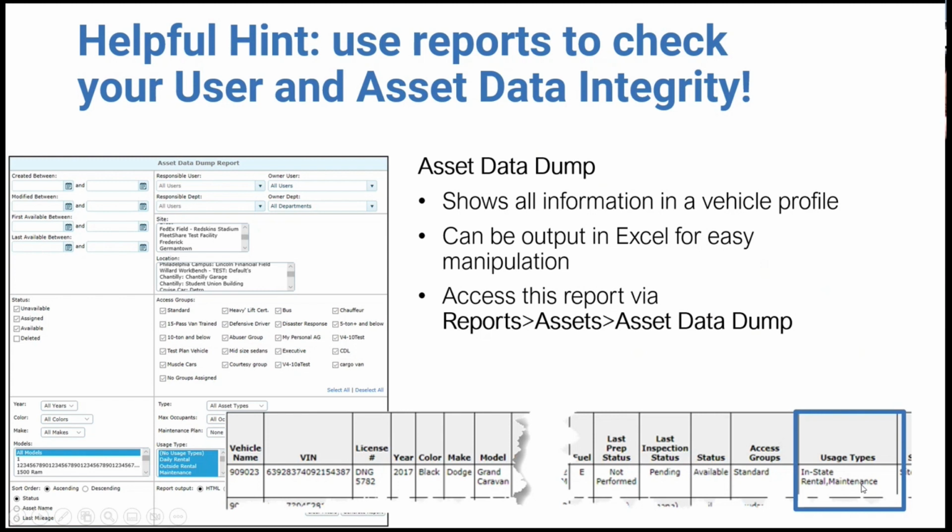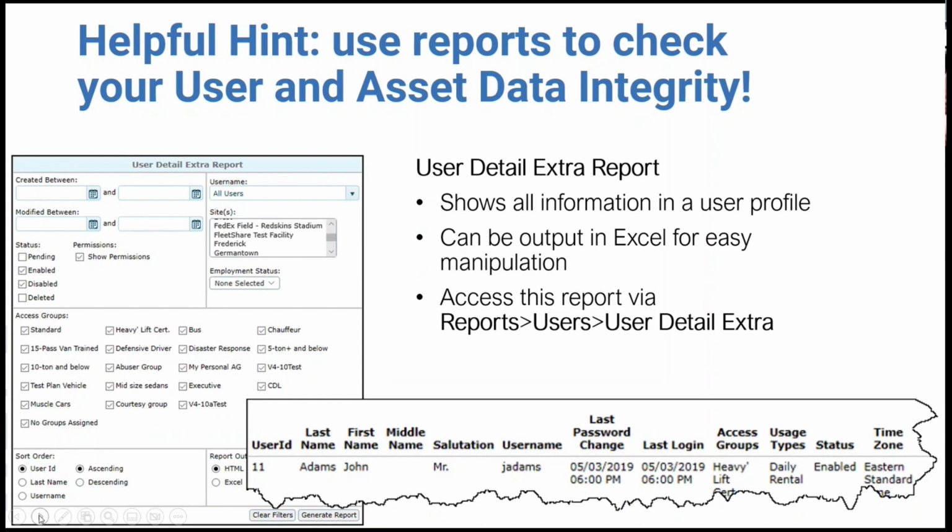And so you could pull this into Excel. You can do a filter on that column for usage types and quickly identify what vehicles do not have maintenance in their usage type. Same thing can happen in regards to your users. You could run the user detail extra report and access that same information in a large database form, and then through Excel filter on the column for the usage types. We can see in this case, John Adams does not have maintenance as a usage type. So John Adams would not be able to make a maintenance reservation. This helps speed up the process, so you don't have to go person by person, vehicle by vehicle, and check to see if it's set up properly with the right usage type.